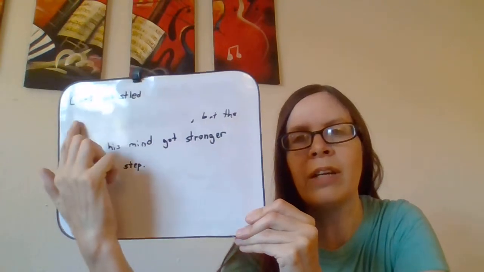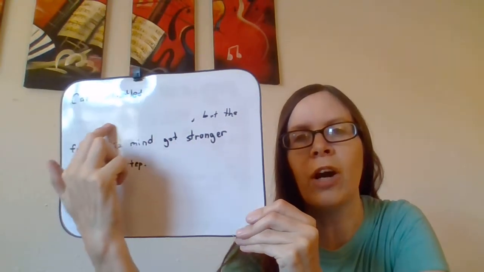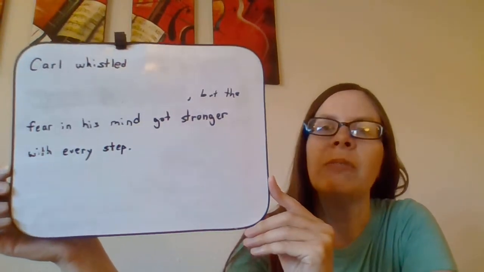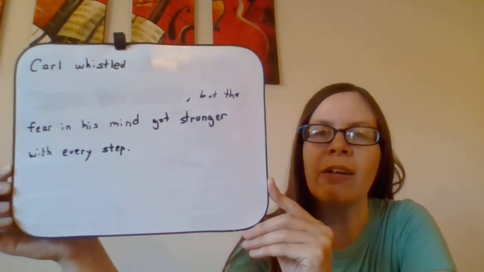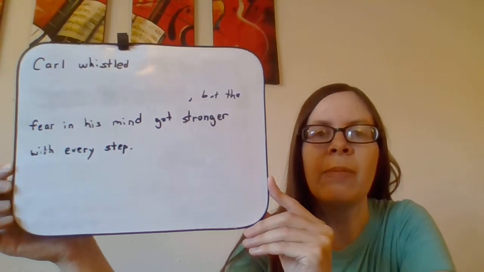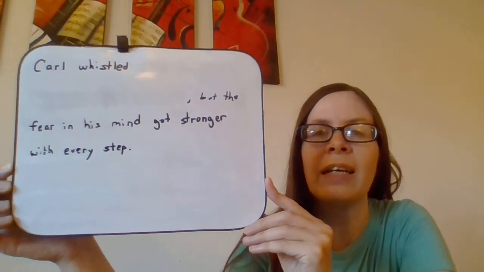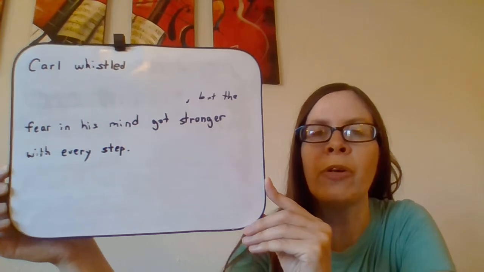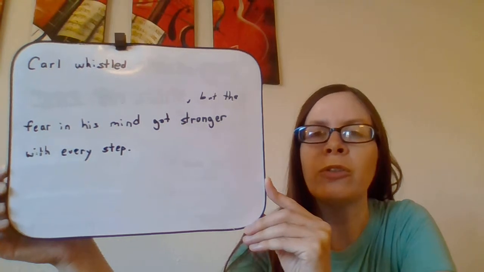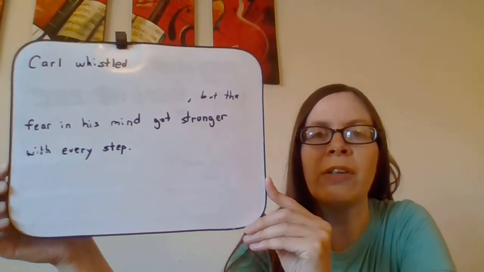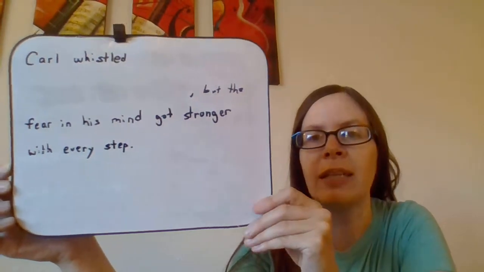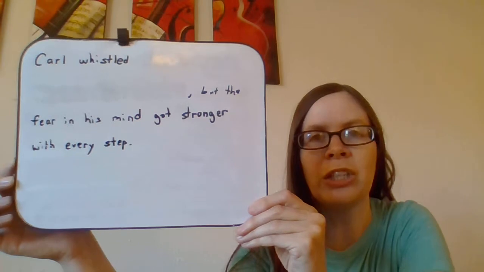Like I said, this part right here, let's pretend it's written right here. Carl whistled, but the fear in his mind grew stronger with every step. Because that comma was right there in the sentence, these two independent clauses are separated properly. If it was a semicolon without the but, without the coordinating conjunction, that would also be proper. If it was a period, that would also be proper. So if it had said, Carl whistled while he strolled to the train yard, and then you had a semicolon or a period, and then it said the fear in his mind grew stronger with every step, that would also have been correct. You just wouldn't have needed the coordinating conjunction in those cases.